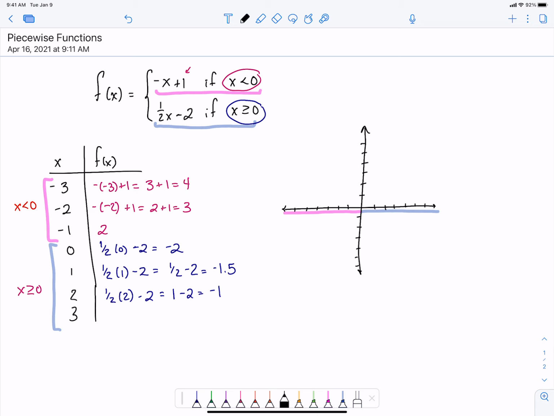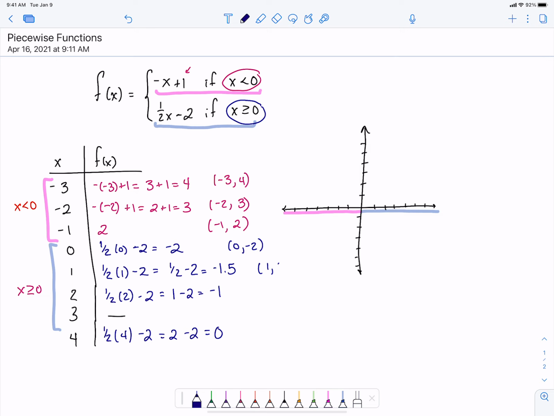So maybe instead of plugging in 3, let's plug in 4, because 3 is going to give us another fractional answer, which we can still graph, but it's not quite as easy as when we get 1/2 times 4, which is 2, minus 2, which gives us 0. So what we've got now is several points on this graph. We've got -3, 4, -2, 3, -1, 2, and then we've got our other points, 0, -2, 1, -1.5, 2, -1, and 4, 0.